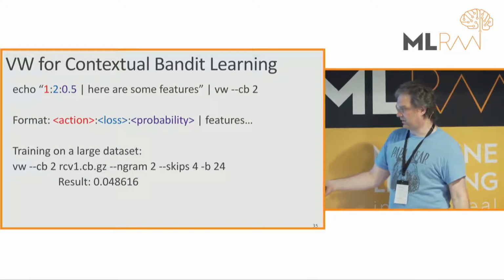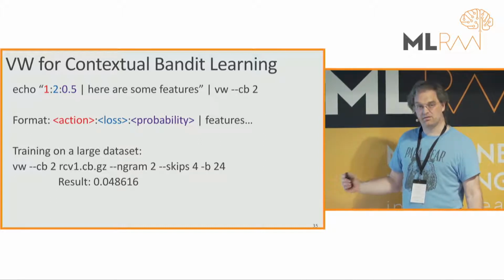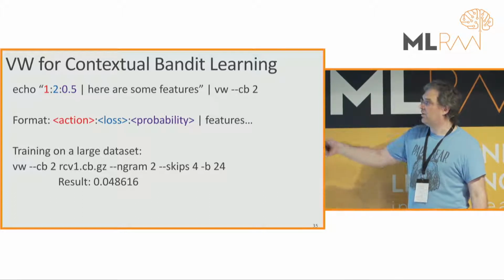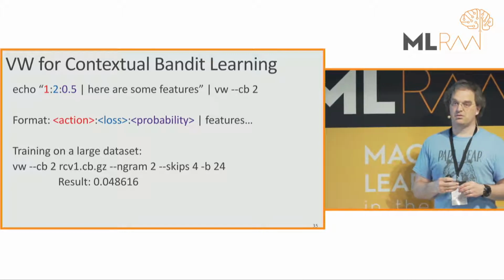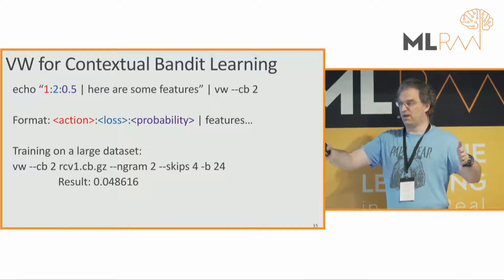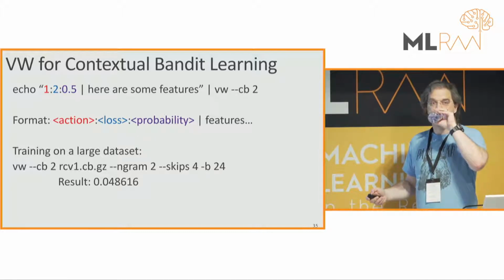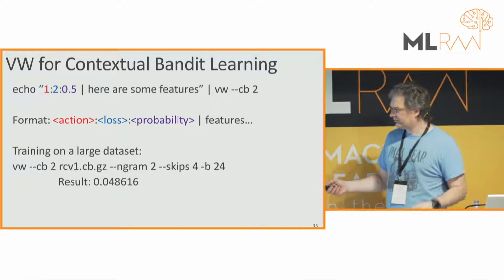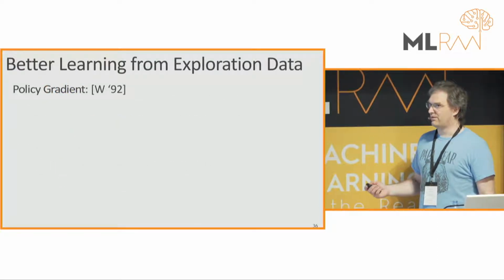So if you're trying to do supervised learning, supervised learning always has more information available because you know the loss of all the different actions. If you try to do supervised learning, you get down to about 4.5%, I think, on this data set. So even though with contextual bandit learning you have less information, you can still manage to get very close to what you would get if you knew the loss of every single action for each event. This training, by the way, takes about 10 seconds for 760,000 examples.